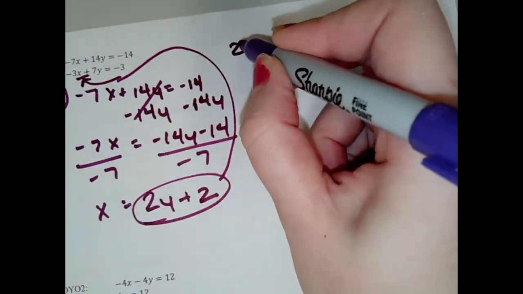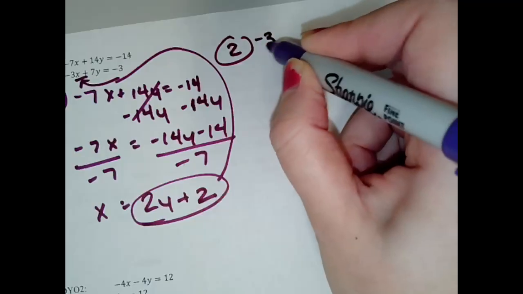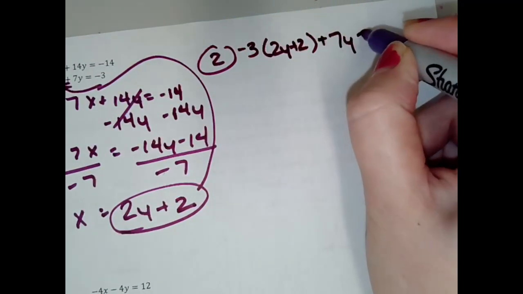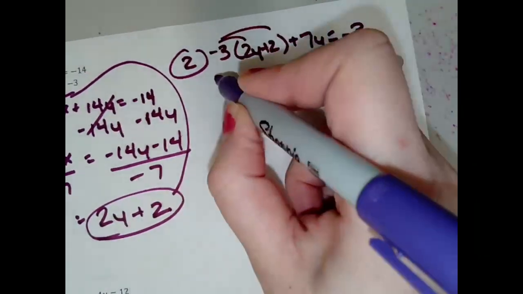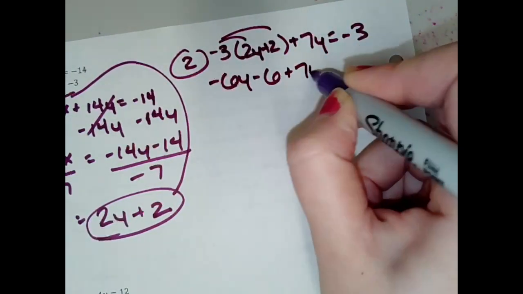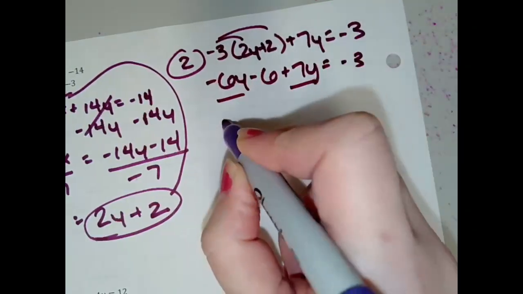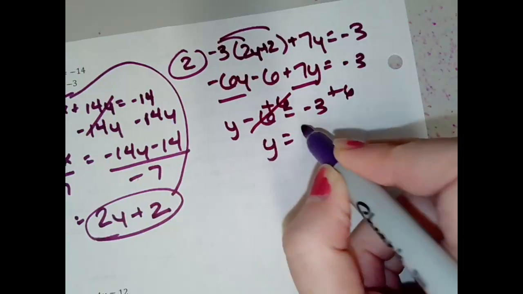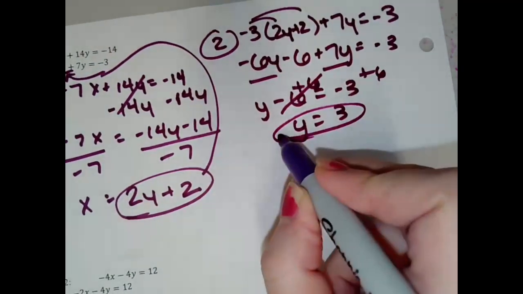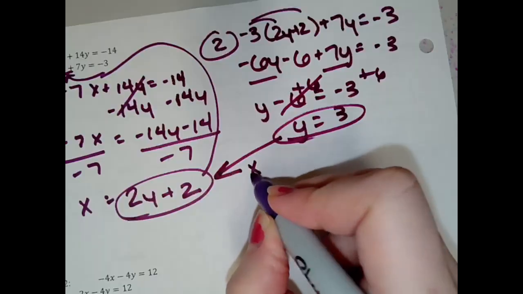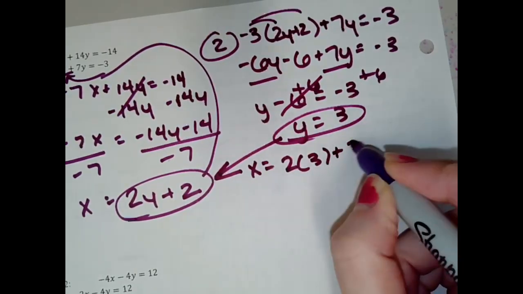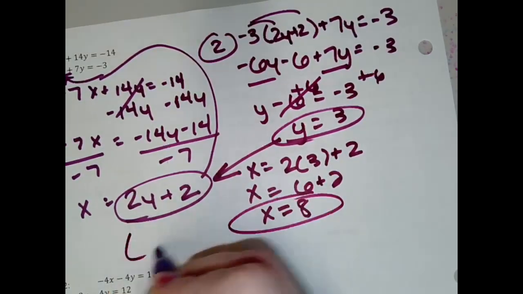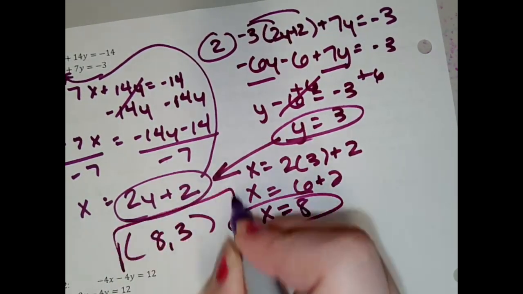So for my step 2, I have negative 3 times that 2y plus 2 that I'm substituting in for x plus 7y equals negative 3, and I'm going to solve from there. Distribute that negative 3 to each term. Combine like terms, that gives me y minus 6 equals negative 3. Add 6 to each side, that gives me y equals positive 3. Take that y equals 3, plug it back into step 1, so x equals 2 times 3 plus 2, or 6 plus 2, so x equals 8. Your coordinate then is 8, 3.